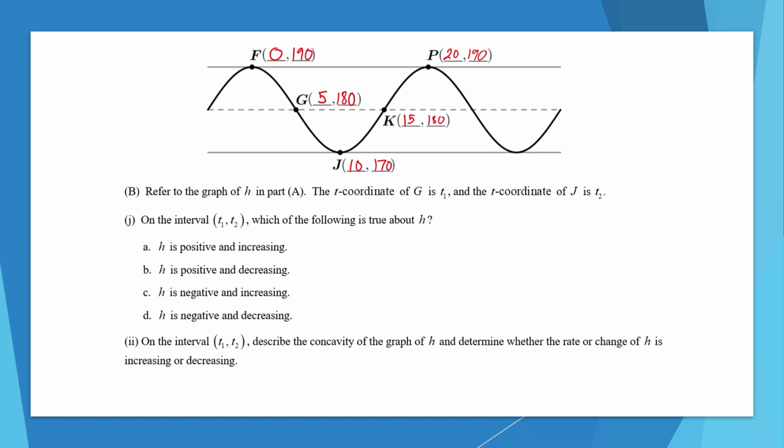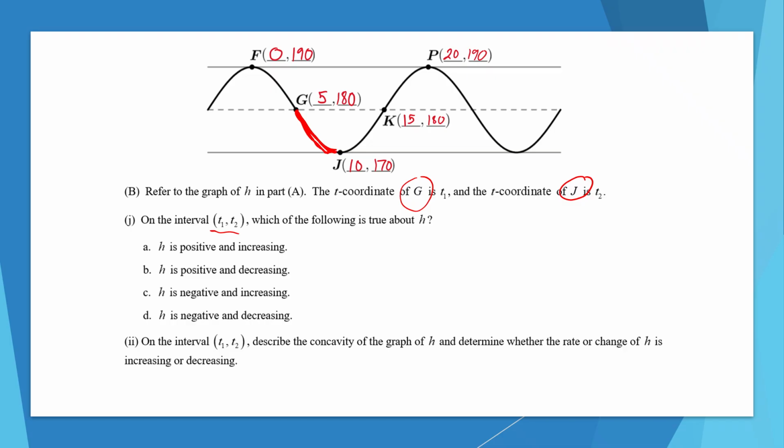Now there's 2 more questions that you're going to have to answer as well. Taking a look here, these are the same coordinates that we have for part I. On the interval from T1 to T2, which of the following is true? Where T1 is G and T2 is J. The question will always be worded like this, and we've done these before. G to J is this portion right here.